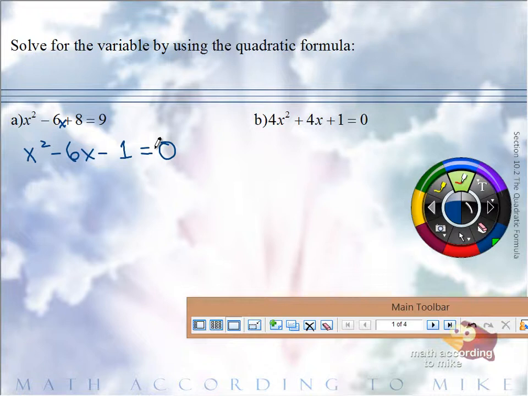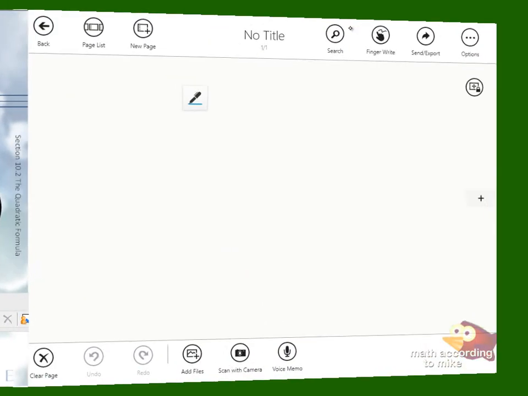A is the coefficient of x squared. What's the coefficient of x squared? 1. B is the coefficient of x. C is the constant. What do I do with these three numbers? Plug them in. If you would, plug them into your quadratic formula.